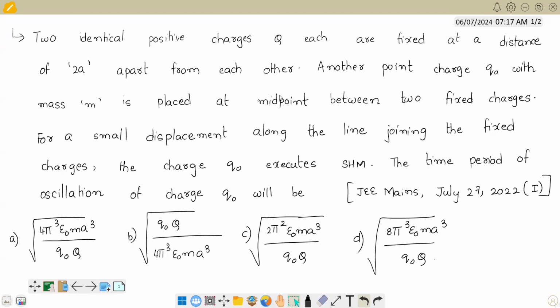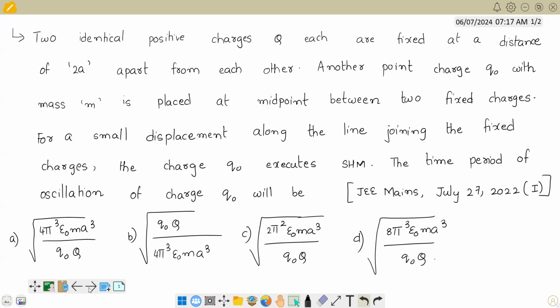Hello students, the question says two identical positive charges, capital Q each, are fixed at a distance of 2a apart from each other. Another point charge Q naught with mass m is placed at the midpoint between the two fixed charges. For a small displacement along the line joining the fixed charges, the charge Q naught executes simple harmonic motion. The time period of the oscillations of charge Q naught will be.